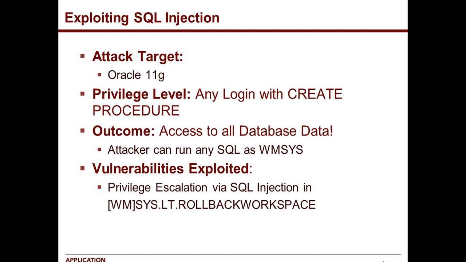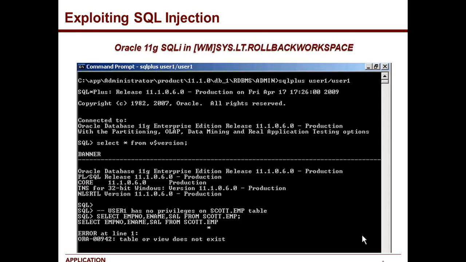And so we'll be exploiting a SQL injection vulnerability in the package WMSYS.LT.ROLLBACKWORKSPACE. There's actually a whole bunch of vulnerabilities that our team Shatter found and Oracle has fixed in this class of rollback of workspace management functions. This is just one of those. So let's begin the attack.